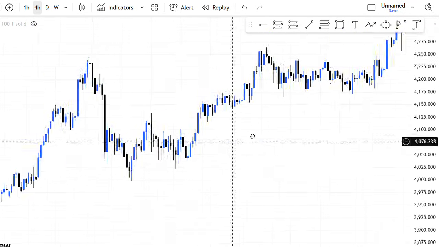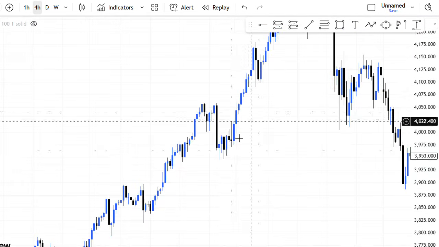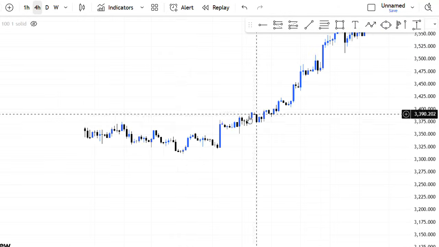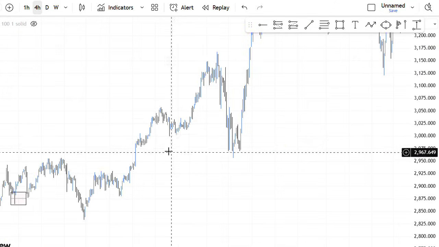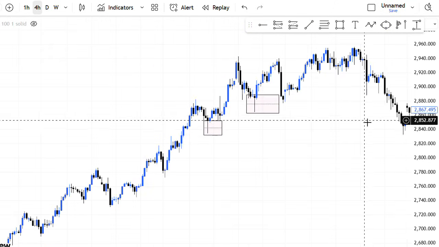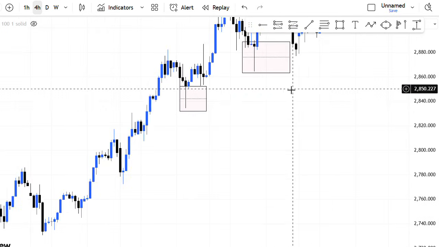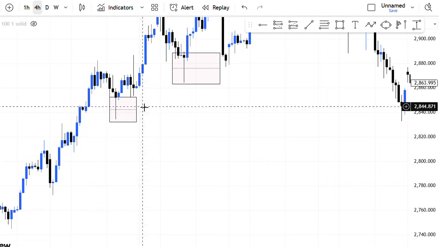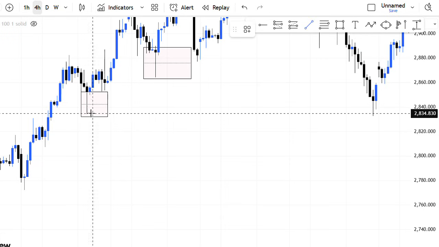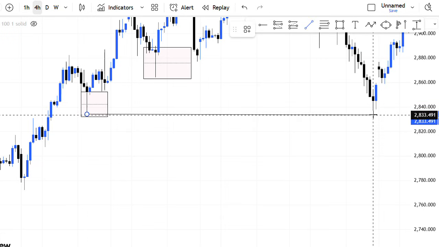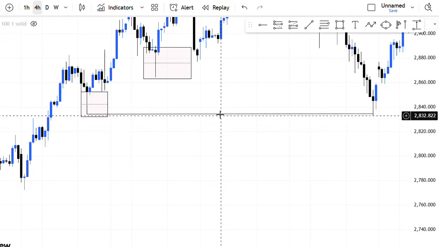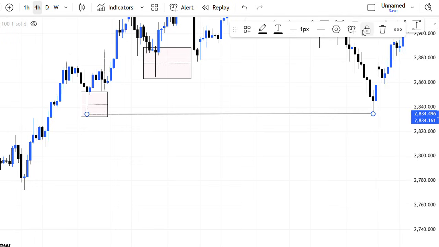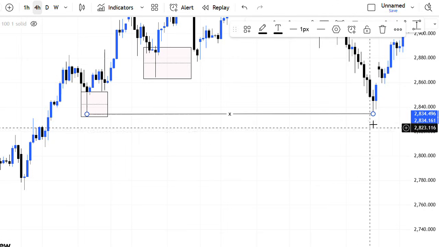Let me find one more example. I think there's one more example at the far back. Let's hope it's there. Okay, there's two here. Let's start with this one first. This is a long wick liquidity, and let's roll out the zone here. For confirmation, the market sweeps it out and closes above it.